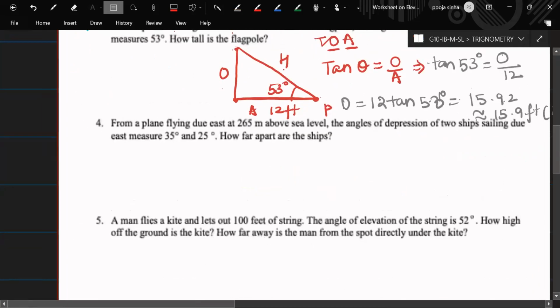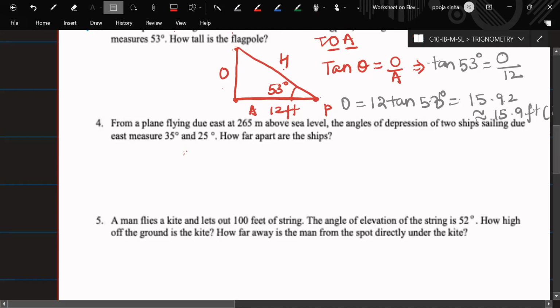Read the question. I don't understand this. Read it. A plane is flying due east at 265 meters above sea level. The angles of depression of two ships sailing due east measure 35 and 20. Miss, are we supposed to make two triangles? Yes, two triangles. Oh, two. Yeah, miss, I got it.